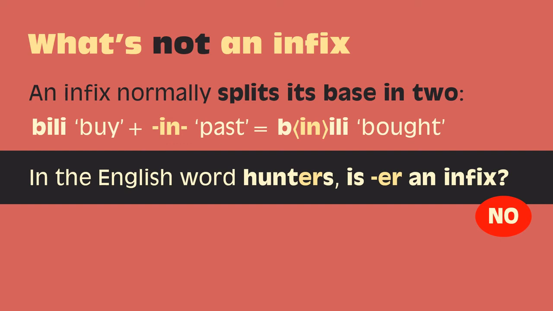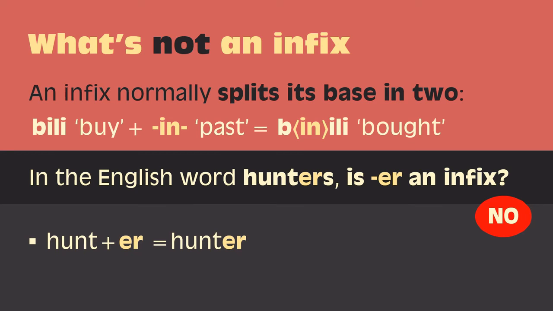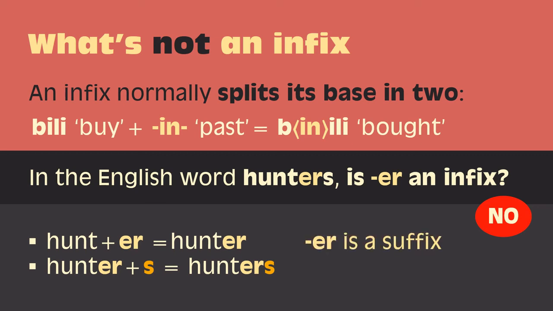Think about how the word hunters is created. First we take the root hunt and add er to create hunter. Then we take hunter and add s to create hunters. In both of these steps, what we're adding is a suffix. The suffix er follows its base hunt, and the suffix s follows its base hunter. So there's no infix here. The word hunters consists of a root plus two suffixes. The suffix er is in the middle of the word, but crucially it's not in the middle of its base. It follows its base. It doesn't split its base in two. So it's a suffix, not an infix.